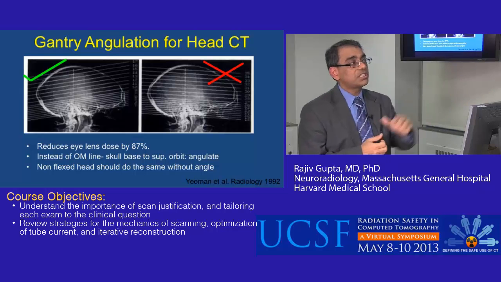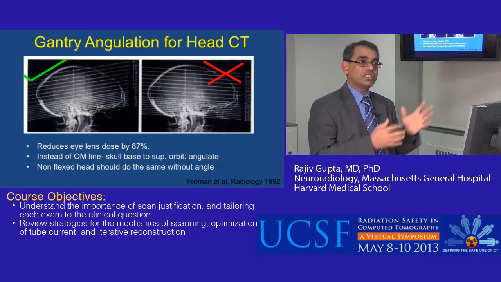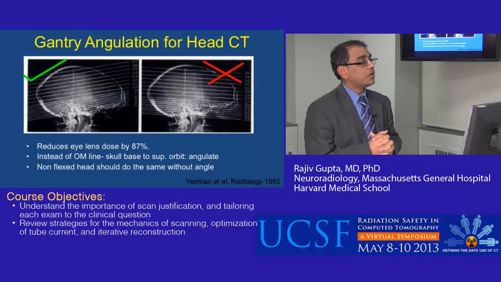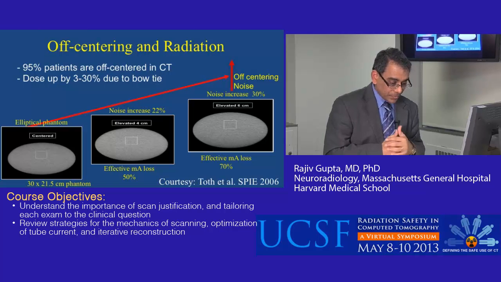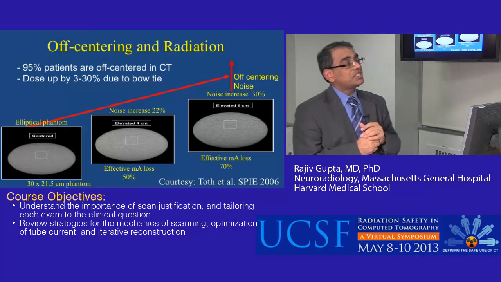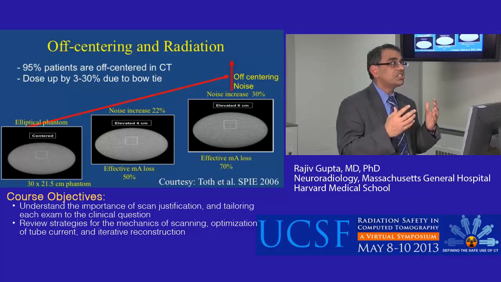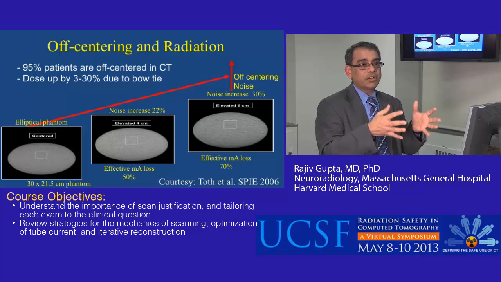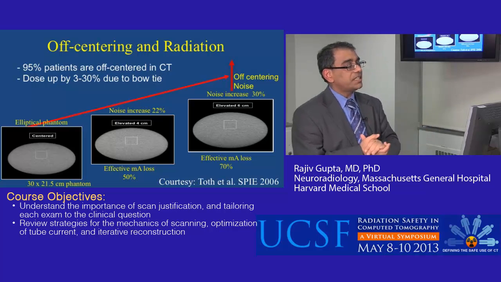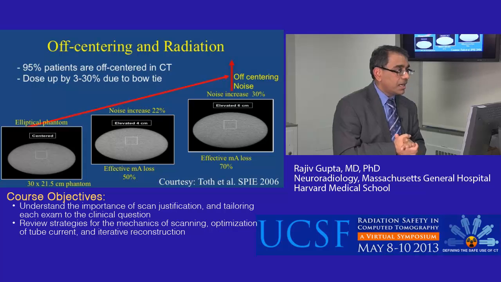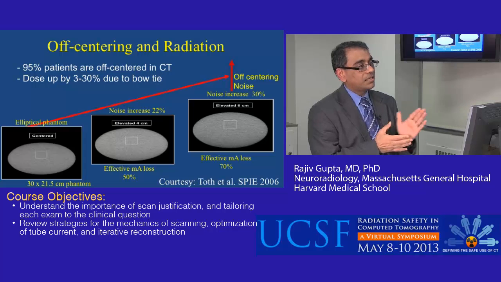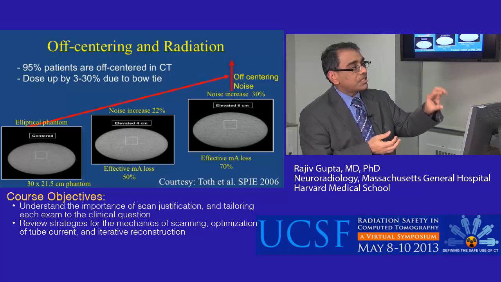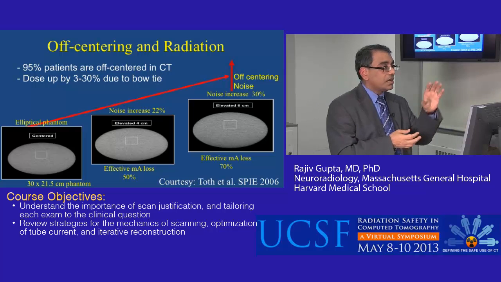So, it is showing you 2 positions in the scout, and it is not that difficult to actually change the angulation of the head or tilt the gantry, so that the patient is properly positioned within the bore. Okay. Another thing which is not emphasized, and maybe some of the technologists are not aware of, is the effect of centering the patient within the bore of the gantry. So, there is a study that was published in SPIE by Tom Toth and his group, which shows in a phantom study how much the dose varies when you are off centering the patient.